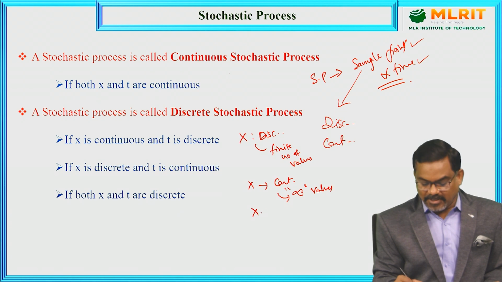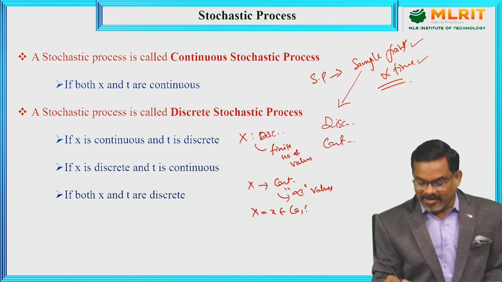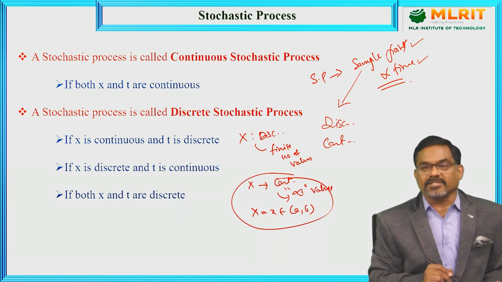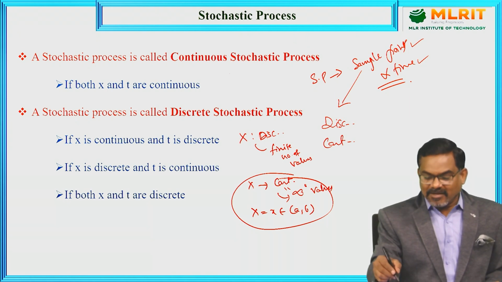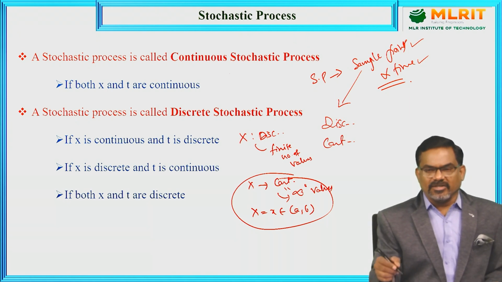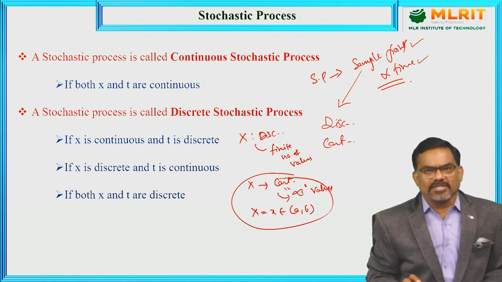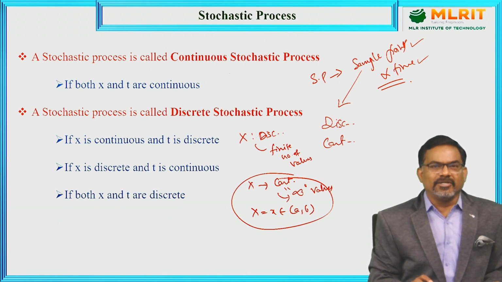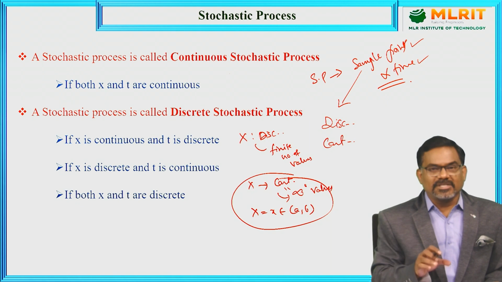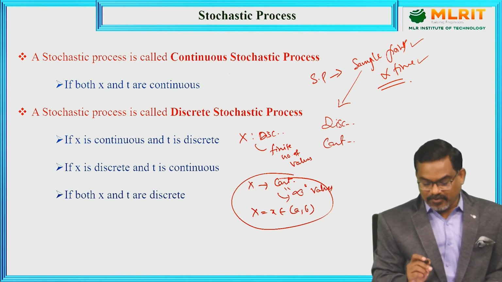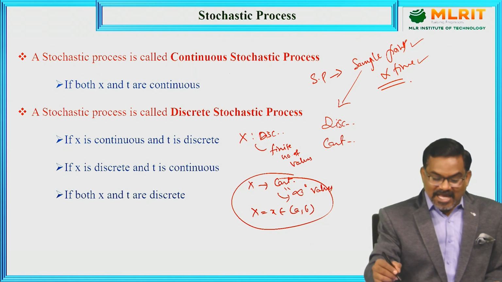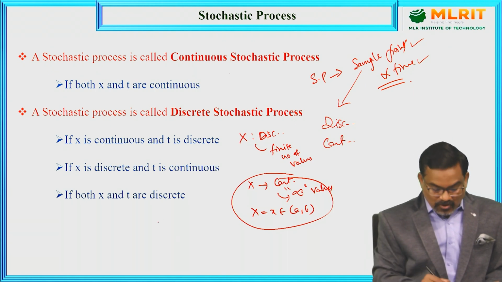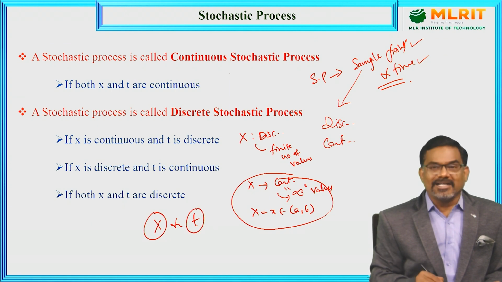For example, capital X equal to small x that lies between a and b, then it comes under continuous case. So depending on the random variable, whether it is discrete or continuous, the stochastic processes can be classified into 4 different types. So this is the classification of stochastic process. Here there are 2 things, the sample point and the time t. So x and t. X is the sample point that depends on time t.